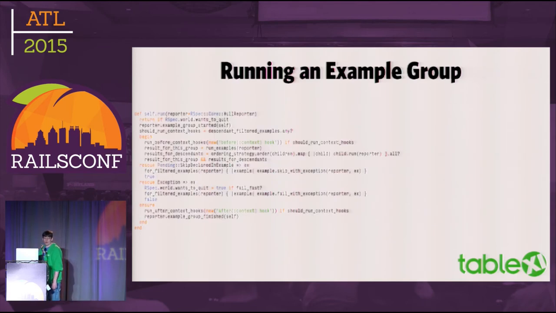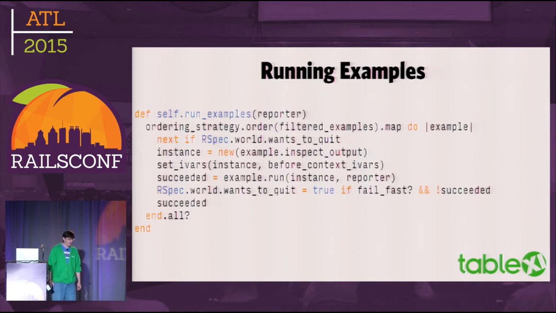Okay. So it's only this one line, run examples, that is the thing to zoom in on to see what it actually does for each individual example. And so this is the code that handles all those examples. The first line there, that ordering strategy order, orders the examples that it plans to run, and then it maps them. So we're going to get a true false for every individual one of these examples by using map.